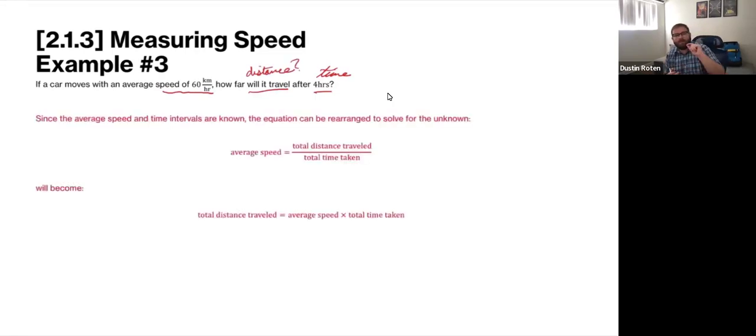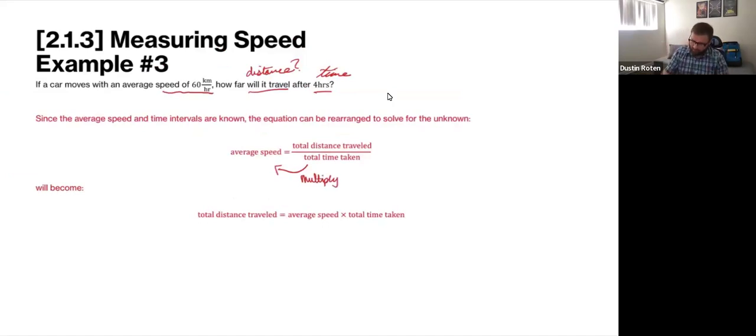Well, since the average speed and time intervals are known, we can do some simple algebra and rearrange this equation and solve for this unknown distance. Starting with average speed equals total distance divided by total time, what we can do is multiply this total time taken over here.